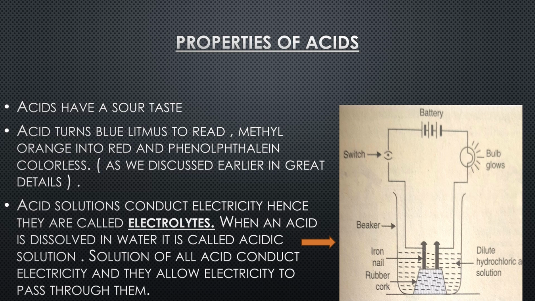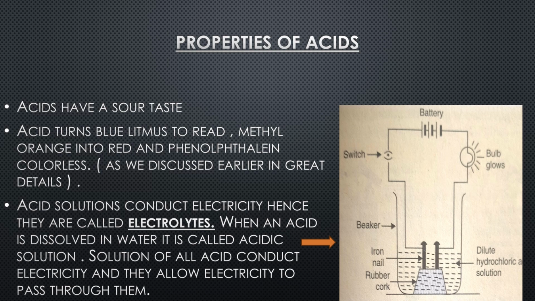To do this experiment, you have to take one cork and put two iron nails in this cork. You can see the setup of the experiment on the screen. When these two nails are put on this cork, you place this cork at the bottom of a beaker. Now you place a dilute hydrochloric acid solution inside the beaker.